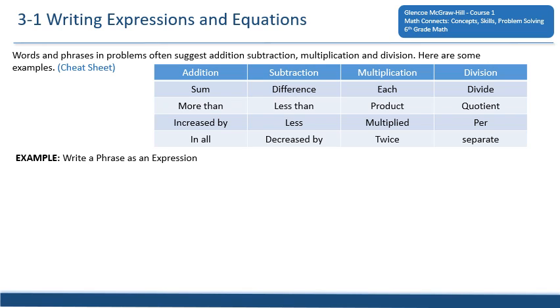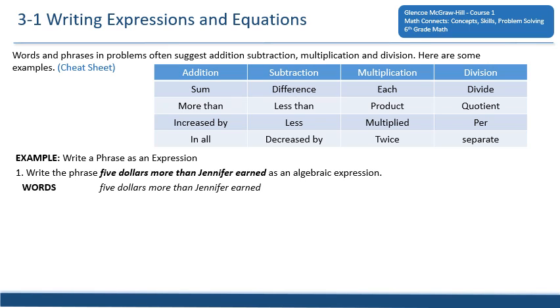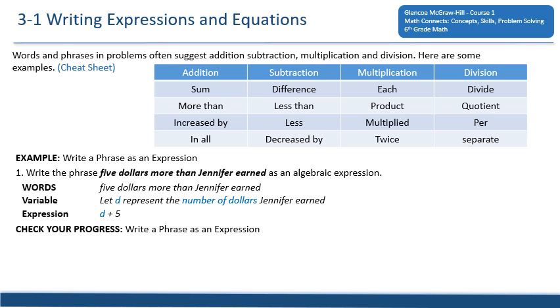Write a phrase as an expression. So write the phrase $5 more than Jennifer earned as an algebraic expression. So more than, that's going to tell us the operation is going to be addition. $5 more than Jennifer earned. The variable: we'll let D represent the number of dollars Jennifer earned, and the expression will be D plus 5. So Jennifer earned D, and if it's 5 more than what Jennifer earned, or 5 more than D, it's going to be D plus 5.